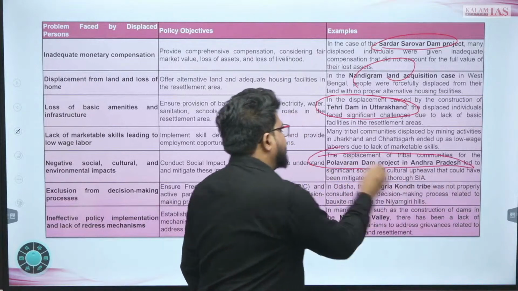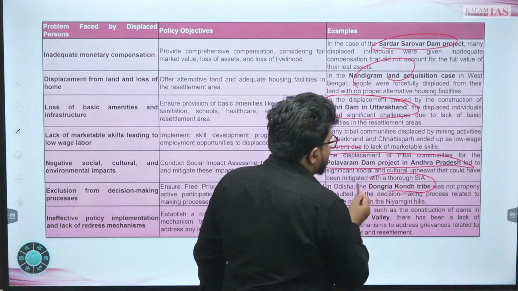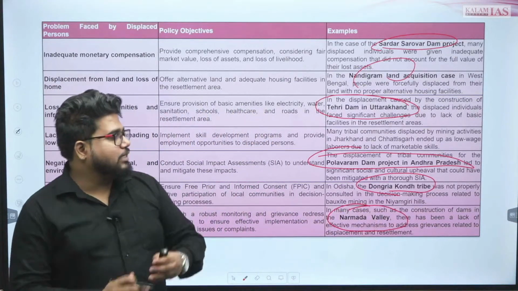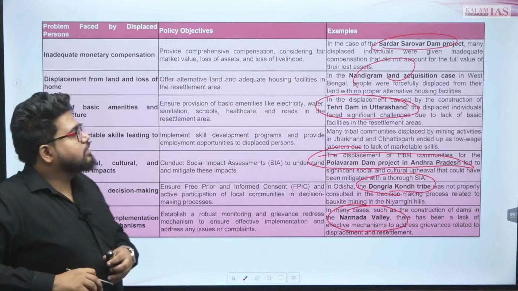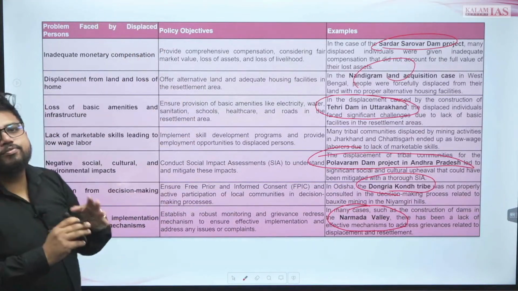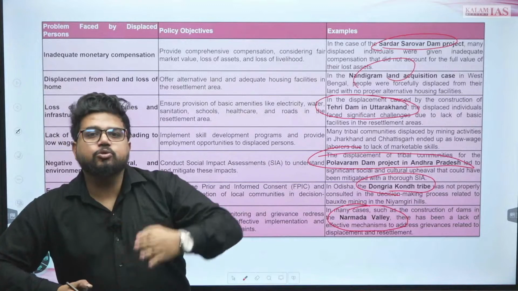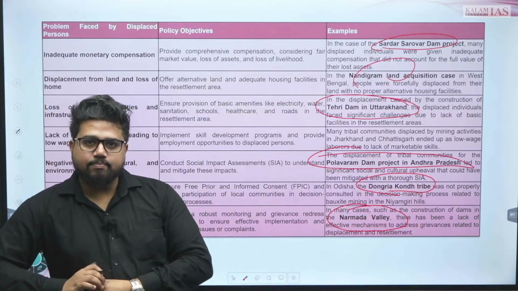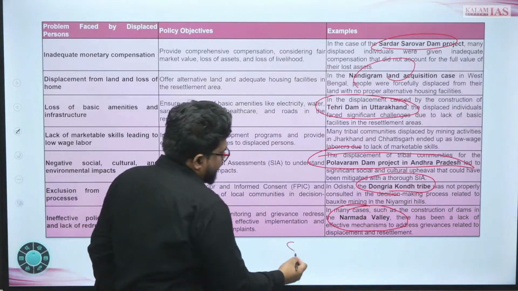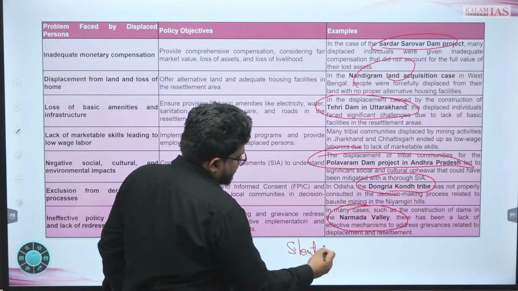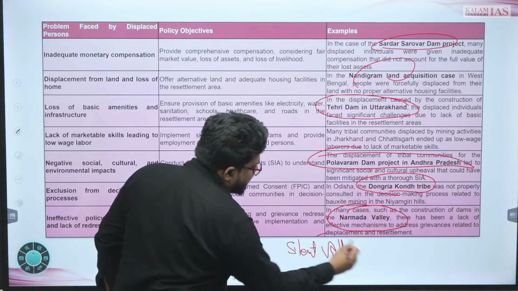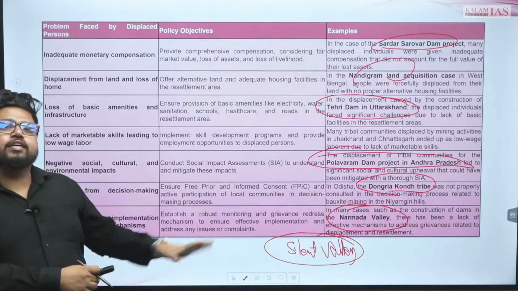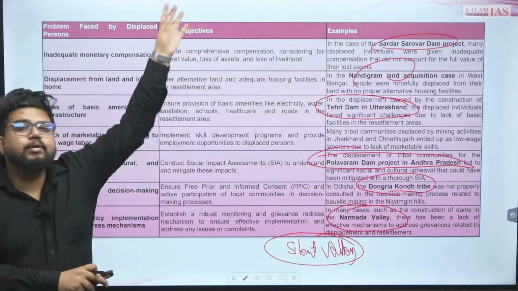Polavaram project in Andhra Pradesh. Similarly, the Dongria Kondh tribe issues in Odisha. Narmada Valley, the Narmada Bachao Andolan. We have seen any number of issues related to this. So any number of examples of displacement; it is a continuous recurring issue in all the major development projects in India. Even a recent discussion related to Silent Valley, the project has not been picked up, but this debate was going on in Kerala also. So any number of issues, any number of examples you can think of.